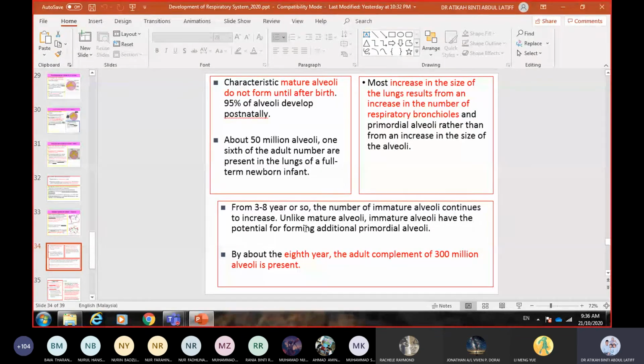Here you can see that by about the age of 8 years, this is when the development of your lungs stops. Not at birth, but at the age of 8 is when you have the number of adult alveoli, which is about 300 million. That's quite a lot. So from 50 million at birth, it will further develop until about 300 million at the age of 8, and then it stops there.